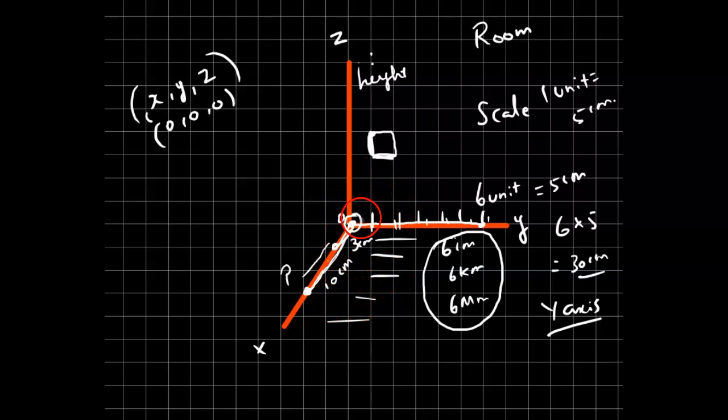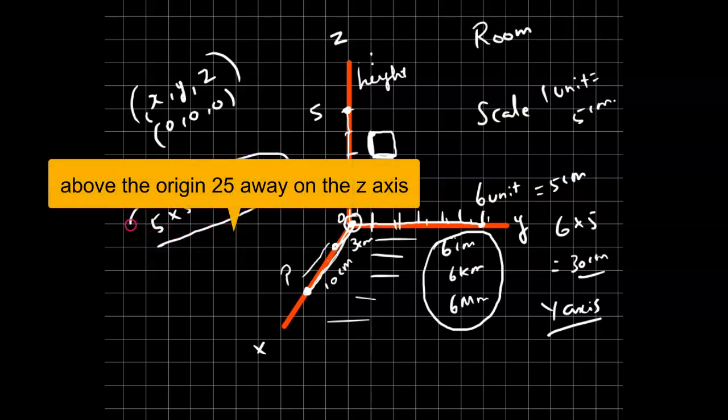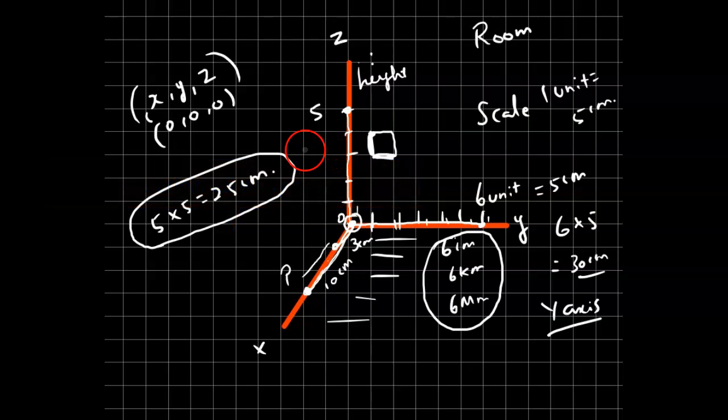Now if the ant is moving exactly on the wall in this direction, what is the ant's location now? The location is here, on the z-axis. 1, 2, 3, 4, 5, 5 units. So 5 units, each unit is 5 centimeter, so it is 25 centimeter above the x-axis, oh sorry, z-axis, right? So that is the location that we find.